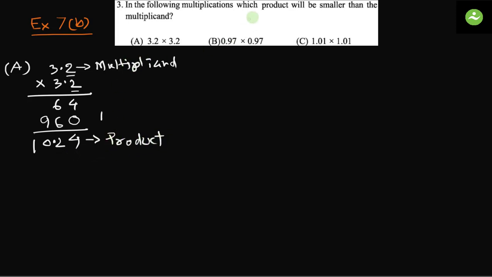Now the question is which is smaller and which is larger. The multiplicand is 3.2 and the product is 10.24. Definitely the product is greater than the multiplicand. So the product is greater. Let us do B.